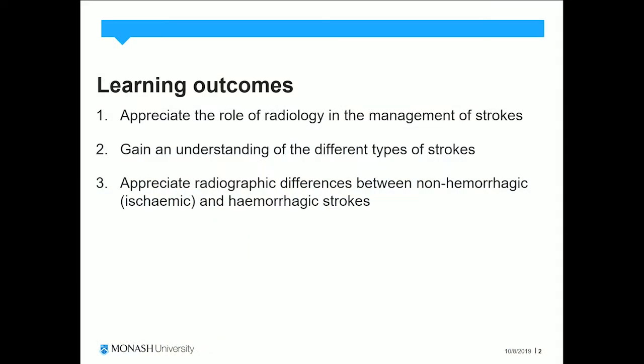I trust that at the end of this session, you will be able to appreciate the role that radiology plays in the management of strokes, but also, very important, to gain an understanding of the different types of strokes. As future radiographers, it's important that you should be able to appreciate the radiographic differences between non-hemorrhagic, or the other description is ischemic, and hemorrhagic strokes.